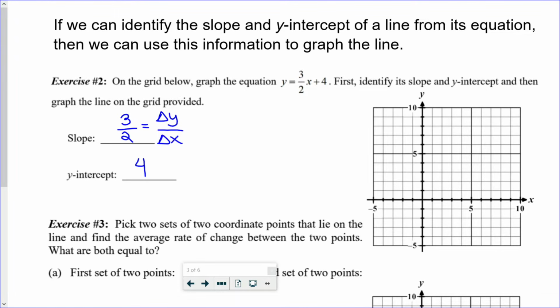It's not. Now I can graph the line by plotting my y-intercept at positive 4. I can now go to the right 2 and up 3, to the right 2 and up 3. I can reverse that, go down 3 and to the left 2, down 3 and to the left 2, and I end up having that line.